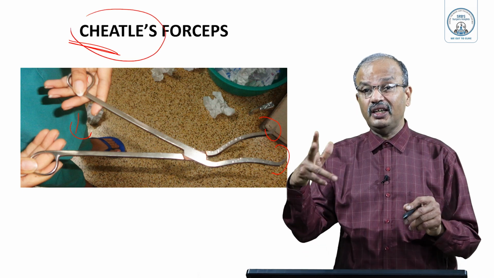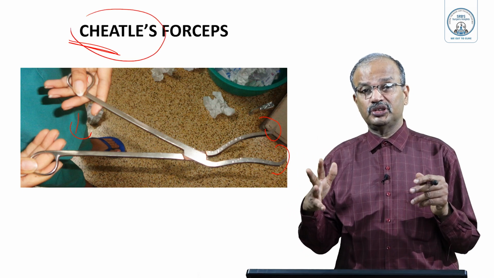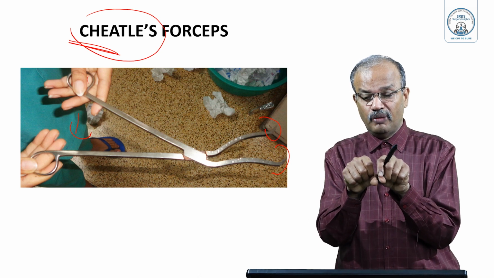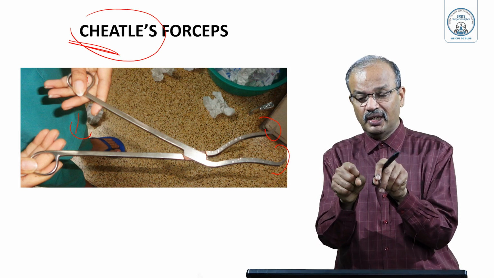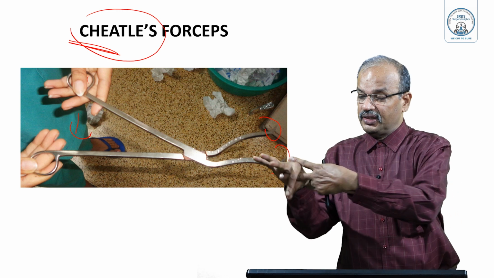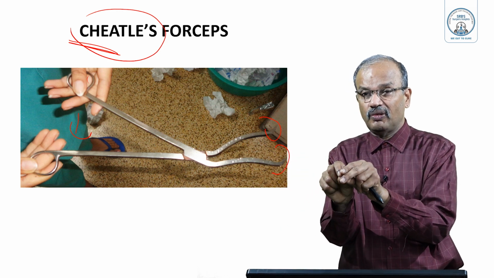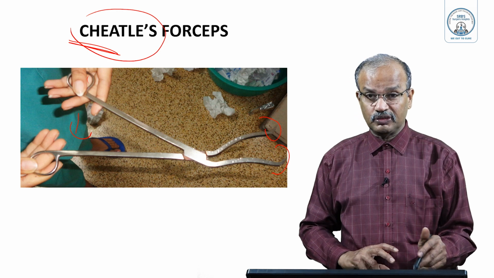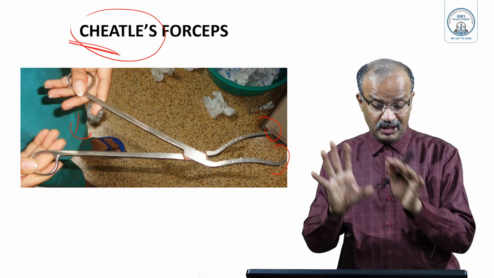There is another Cheatle's cut in the intestinal anastomosis, where if adequate uniformity or equality is not there in the cut end, at one point you can cut it like this, so that you can make equal size. So that is called Cheatle's cut. This is called Cheatle's forceps. So remember both Cheatle's cut and Cheatle's forceps.